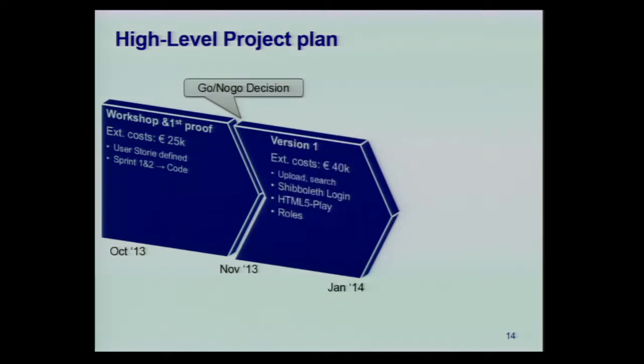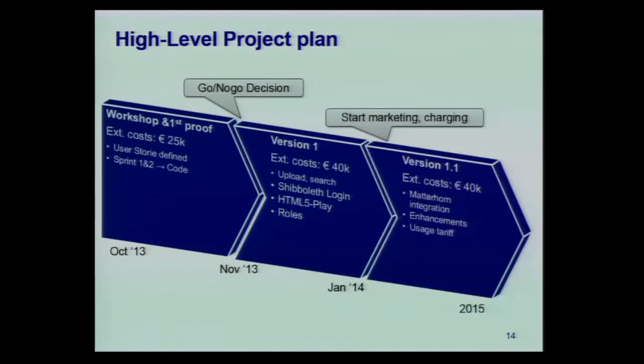We took a positive decision then, and were allowed to spend the remaining project budget on implementing a very basic academic YouTube. We're not at the end, so we will start marketing campaigns and charging. We also expect to have yearly costs for enhancements of about 40,000 euros. So we will do a version 1.1 quite soon.